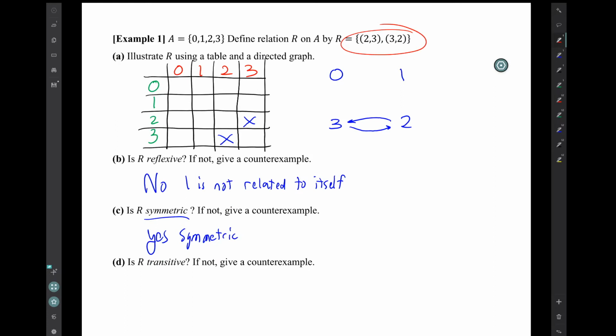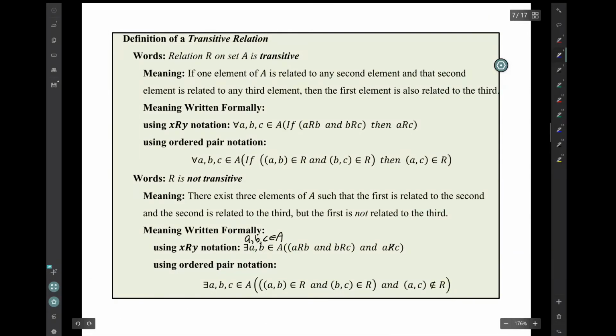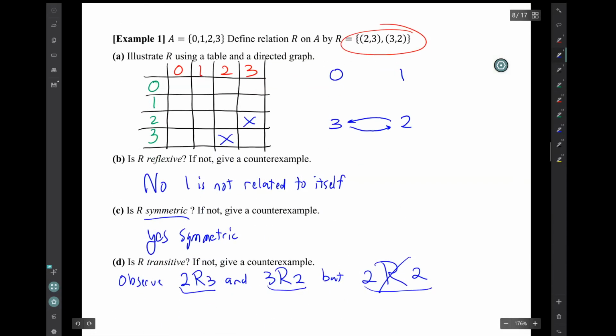But look at this. Notice that 2 is related to 3 and 3 is related to 2, but 2 is not related to 2. That's one of these things. 2 is related to 3, 3 is related to 2, and 2 is not related to 2. There's nothing here that says the letters A, B, and C have to be different elements. They could actually be the same element. So this tells us that the relation is not transitive.